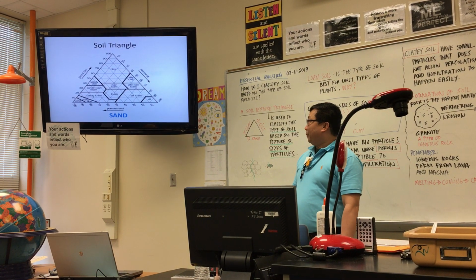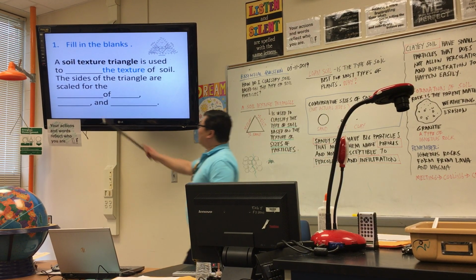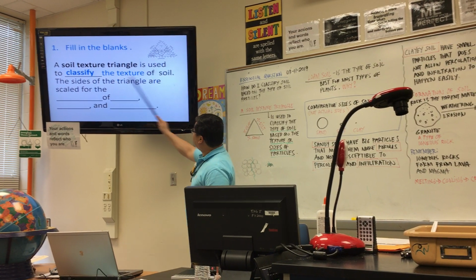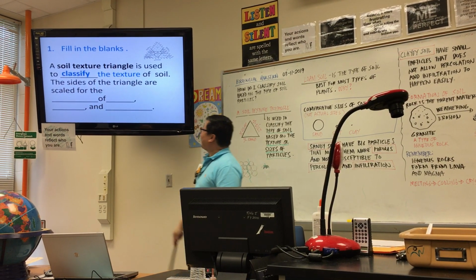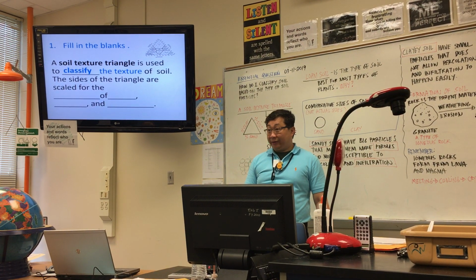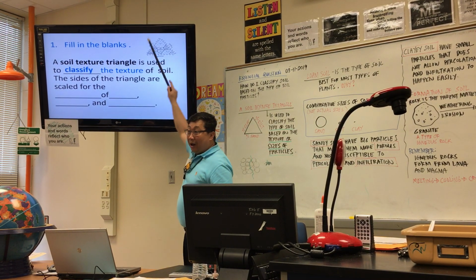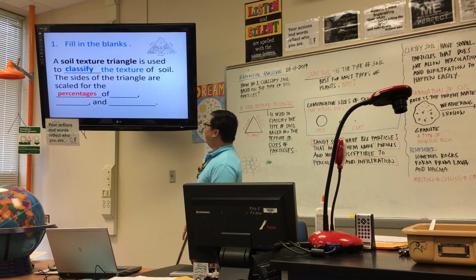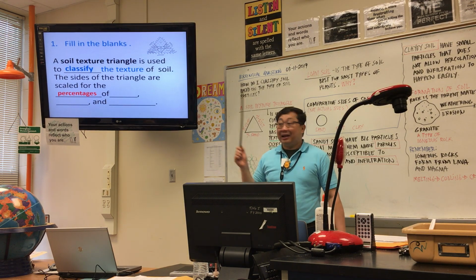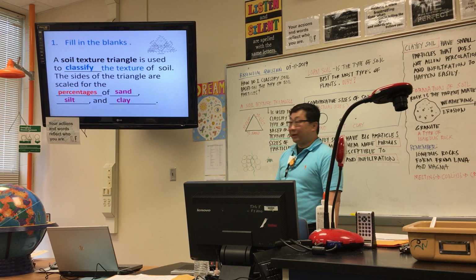Okay, now, we'll be answering this now. A soil texture triangle is used to classify the texture of the soil. The sides of the triangle are scaled for the, what is that word? You can find that word around the triangle. It's called the percentages of sand, silt, and clay. Very good. So remember that.